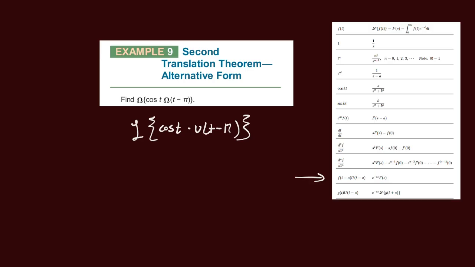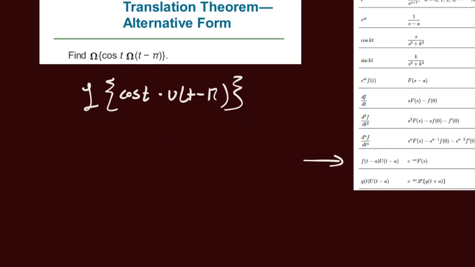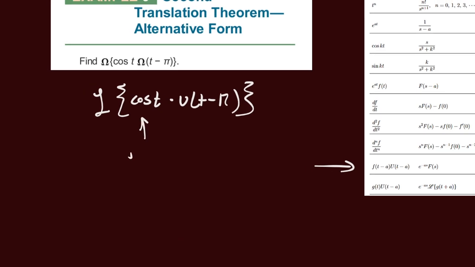that matches the closest with it. So this is f of t, but we need it in the format of f of t minus a, okay? But we know what a should be. A should be just pi, okay? So we should rewrite this as cos of t minus pi times the unit step function u of t minus pi.